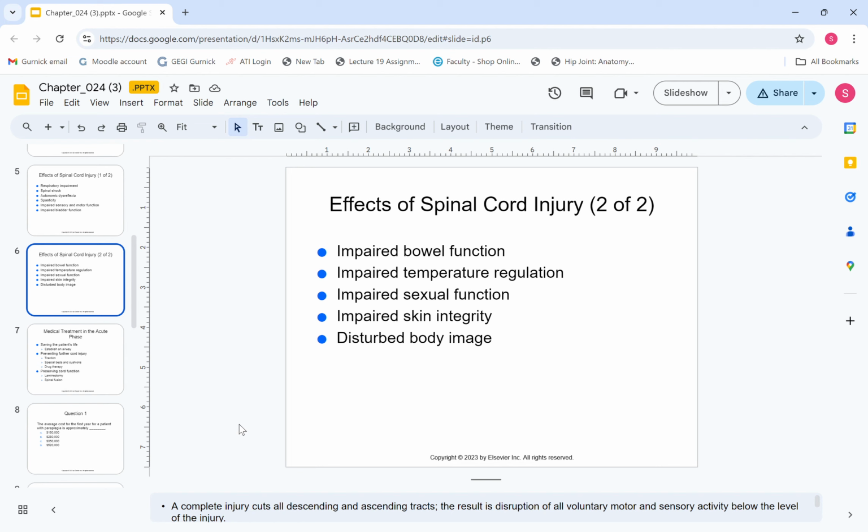Now, I said earlier that if someone has a partial severing of their spinal cord, they might keep some movement or they might keep some sensation. Maybe the ascending tracts weren't cut, so they have sensation but not movement. Or maybe they have movement but not sensation because the descending tracts were cut. So they have partial use of things below the injury with a partial severing of the spinal cord.